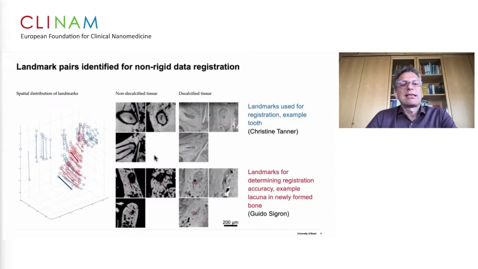For sure, one has to validate it. And that had been done by Guido Sigron here, for example, at a lacuna in the newly formed bone. You see here the three-dimensional distribution of the landmarks that had been used for registration, and the bold lines here correspond to the examples given on the right-hand side.